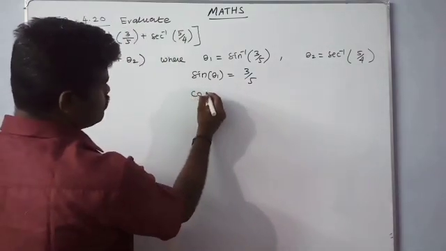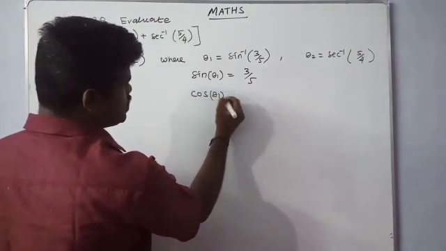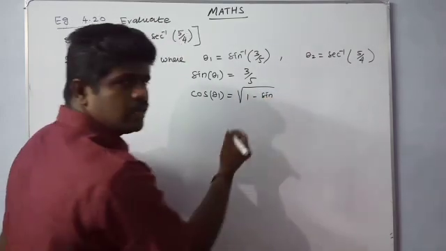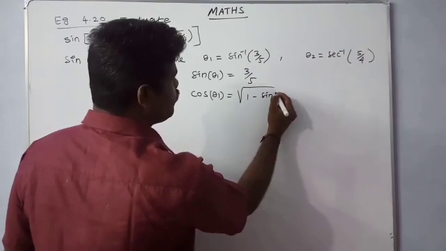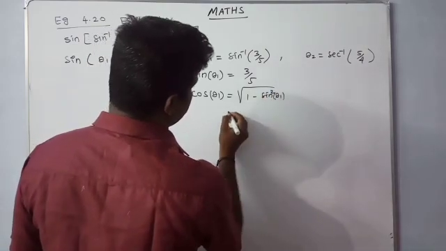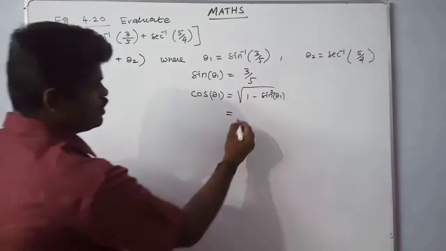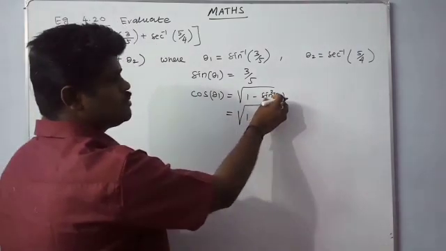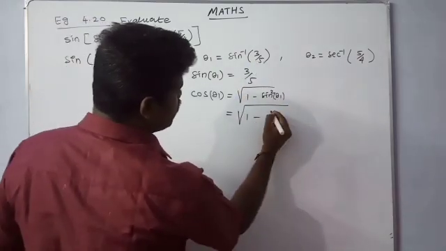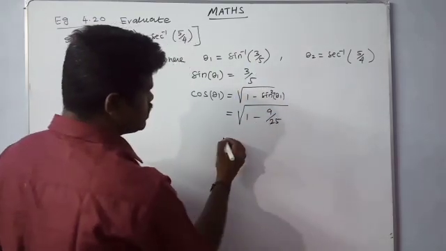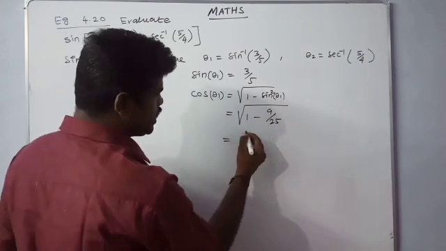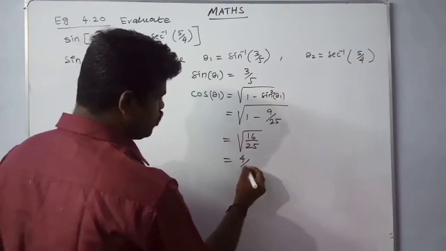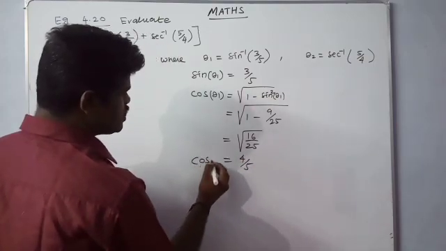And what is the value of cos theta 1? Cos theta 1 is root of 1 minus sine theta 1 square, which is equal to root of 1 minus 3 by 5. The square value is 9 by 25. Simplify this value, 25 minus 9, root of 16 by 25, that is equal to 4 by 5. This is cos theta 1.